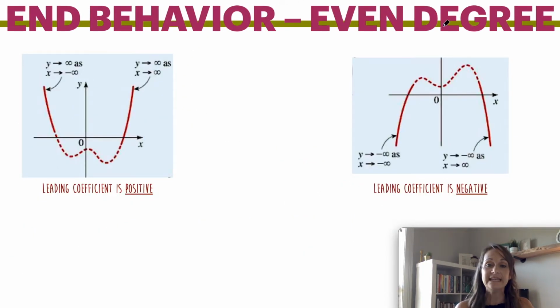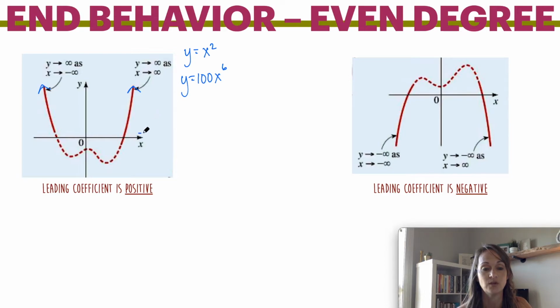So if it is an even degree, meaning it has y equals x squared, y equals 100x to the 6th, any type of even degree, if the leading coefficient is positive, then both y values are getting really big.